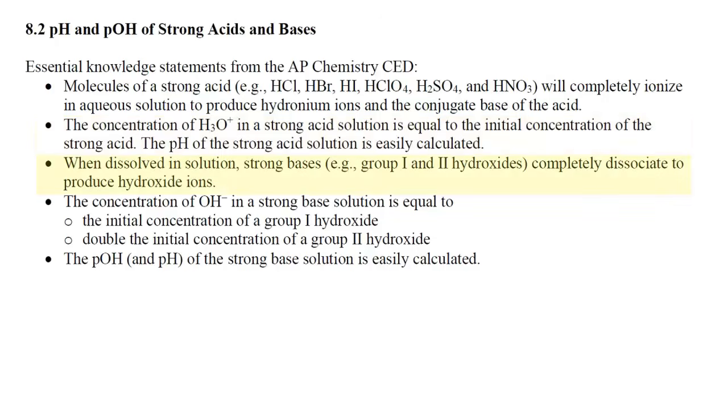When dissolved in solution, strong bases, for example, group 1 and group 2 hydroxides, completely dissociate to produce hydroxide ions. The concentration of hydroxide in a strong base solution is equal to the initial concentration of a group 1 hydroxide, or double the initial concentration of a group 2 hydroxide. The pOH and pH of the strong base solution is easily calculated.